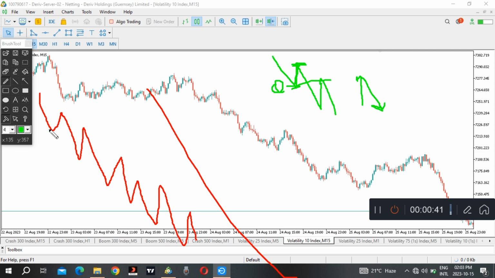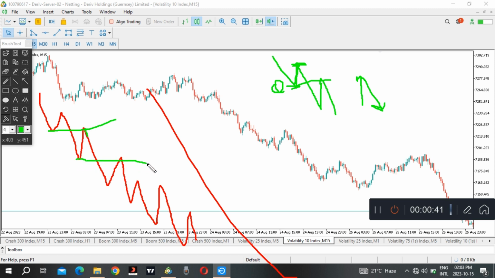Let's say we're going down like this. When we break this structure, we mark this area, and when the market pulls back to that area, that's when you start looking for your entries. I'm not going to go much into depth about what we're looking for in a pullback, but we're waiting for the market to pull back over here, and you take your entries when the market starts to fall, when there's a candlestick confirmation or something like that.